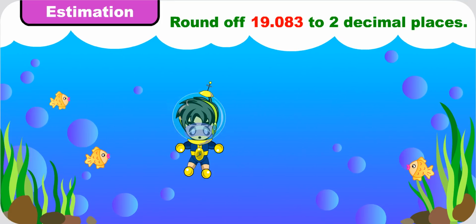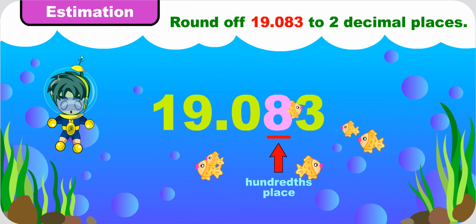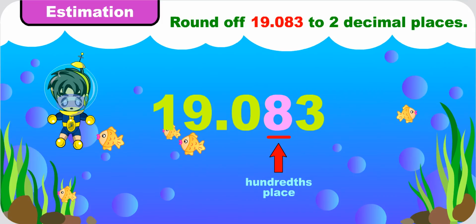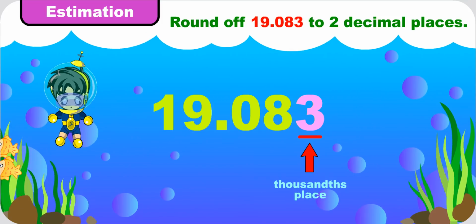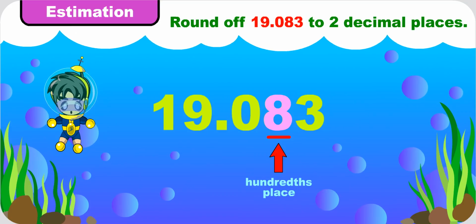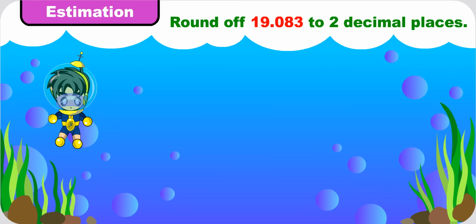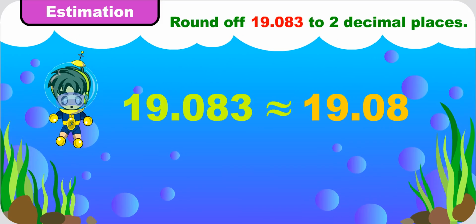You try this question, Turbo Boy. The digit 8 is in the 2nd decimal place, so I need to look at the digit 3, which is in the thousands place. Since it is less than 5, I leave the 100th digit 8 unchanged. The answer is 19.08. Well done.